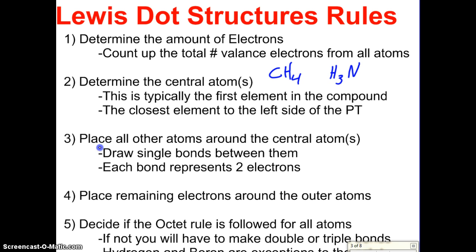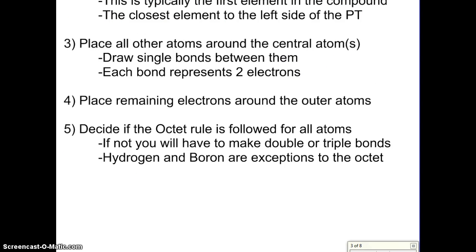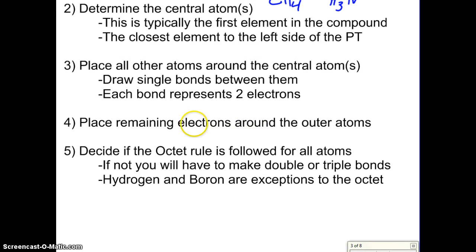From there, we'll draw the central atom, and we'll draw single bonds between all the atoms around the central atom. Remember, each bond represents 2 electrons. So you'll count up how many electrons you've shown, and then draw the remaining pairs, or the remaining unpaired electrons, around the outer atoms first, and any extras will go on the inner atom, or the central atom. Once we have all that done, we'll see if everything obeys the octet rule. If it doesn't, then we'll make double and triple bonds as needed.